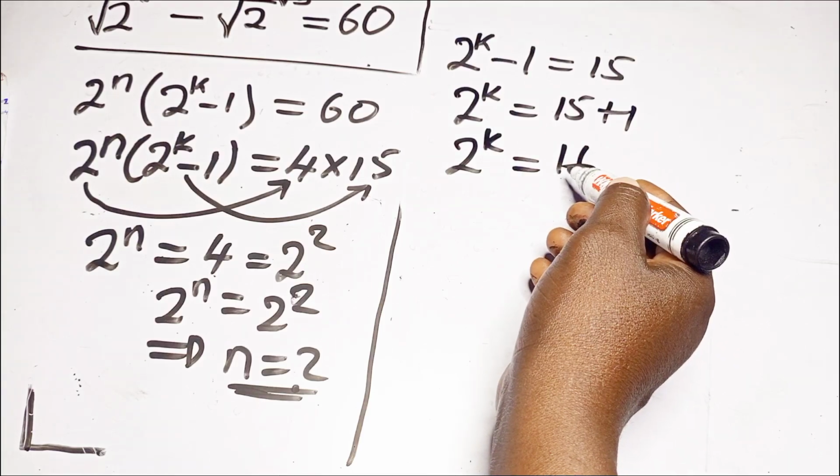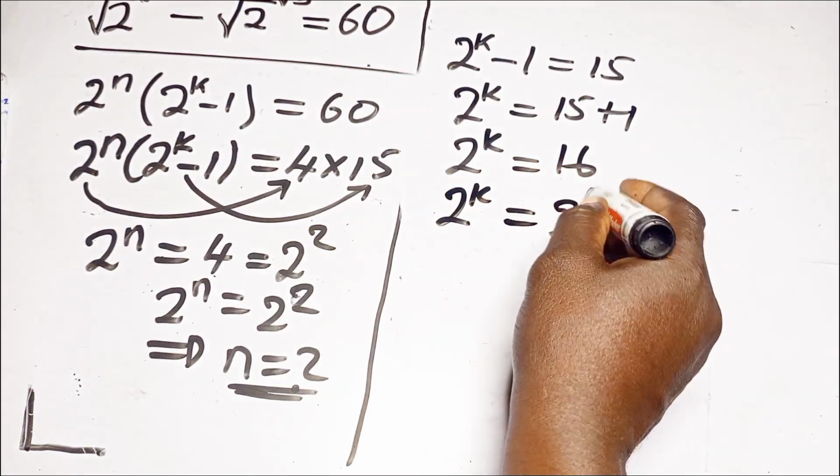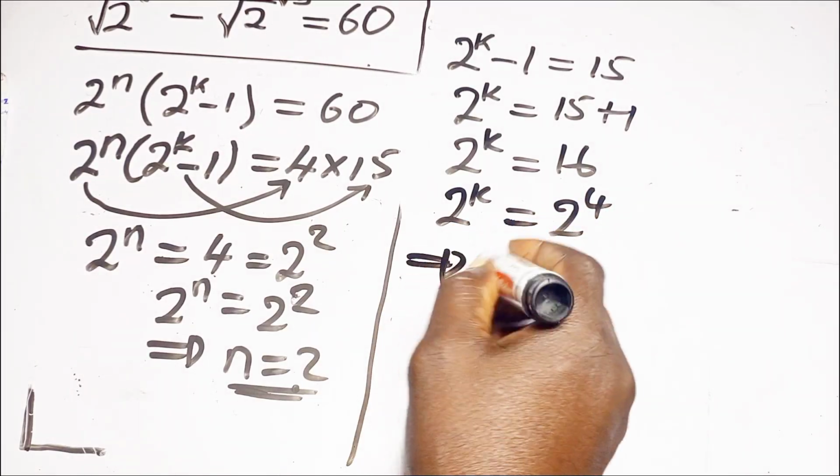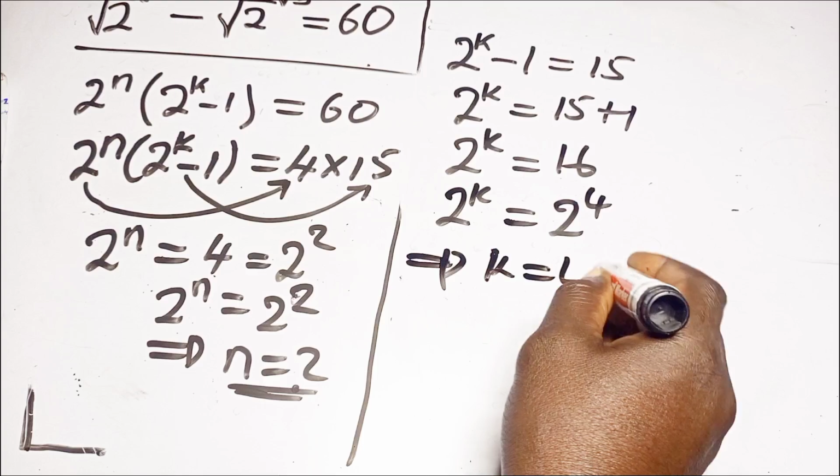16, we know it is 2 to the power 4. So we have 2 to the k is equal to 2 to the power 4. So from here, since the bases are equal, we just equate the powers. So k is 4.